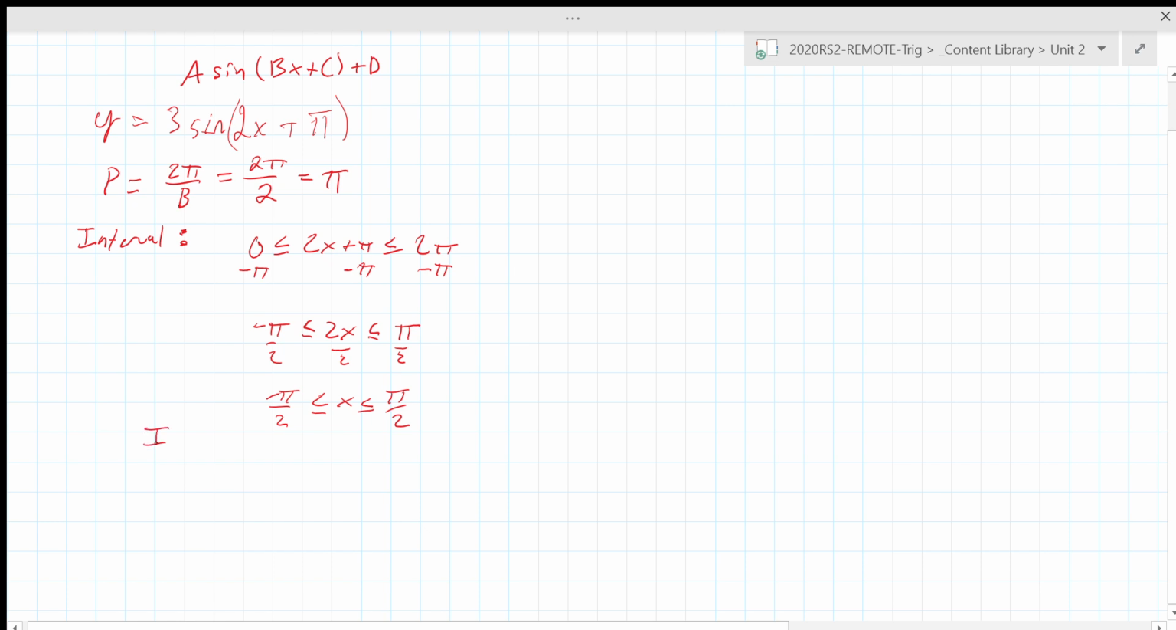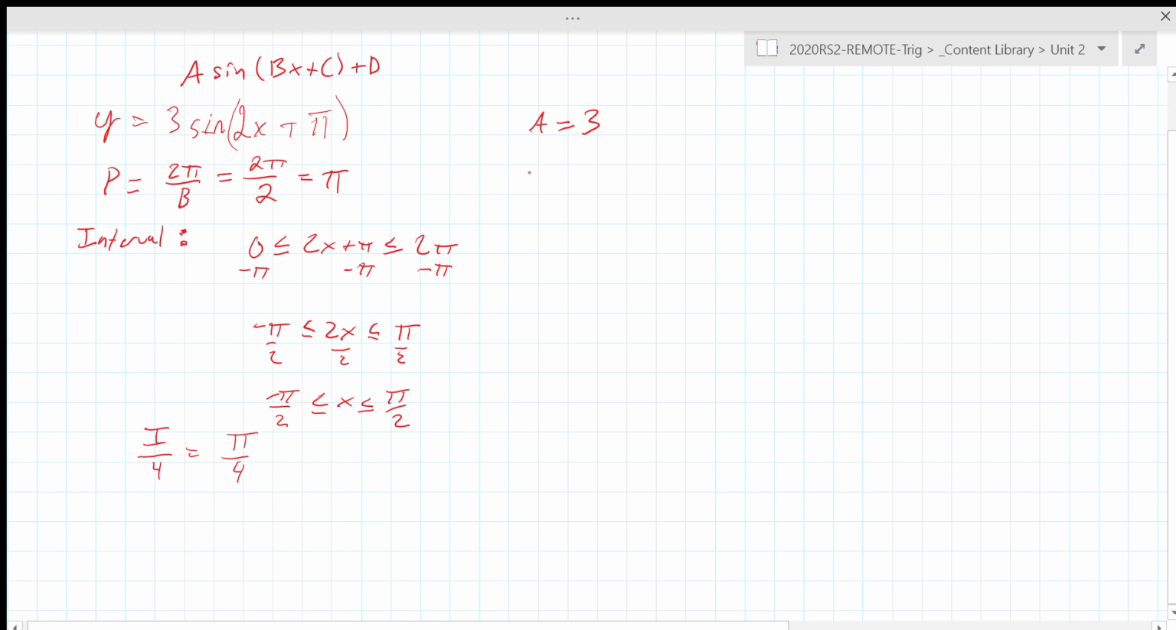And then we take that interval size and we divide it by 4. So your interval size is always going to be the period divided by 4. And this is going to tell us how we're going to label the x-axis. Alright, and then next we need to find the amplitude, which is just the a value. So the amplitude is 3.